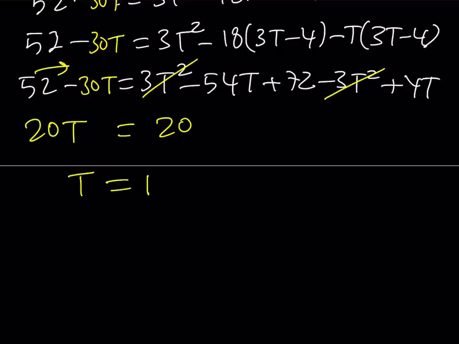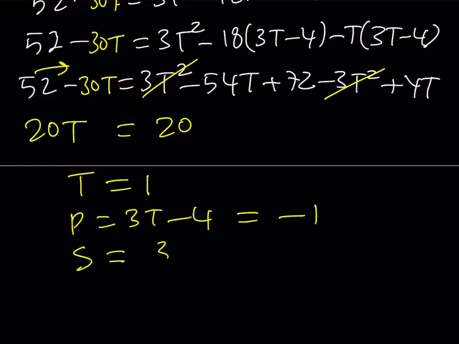Awesome. If t is equal to 1, we knew that p is equal to 3t minus 4. P is going to be -1 from here. So I got the value of p, I got the value of t, and I also know that s is equal to 3. Awesome.